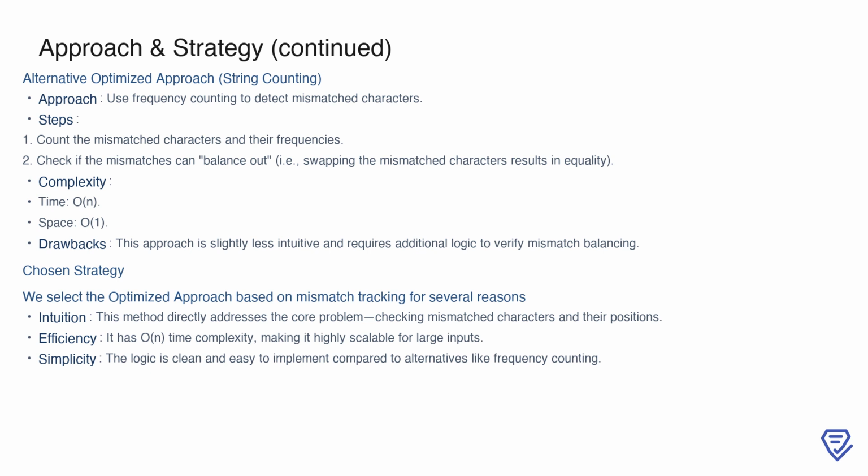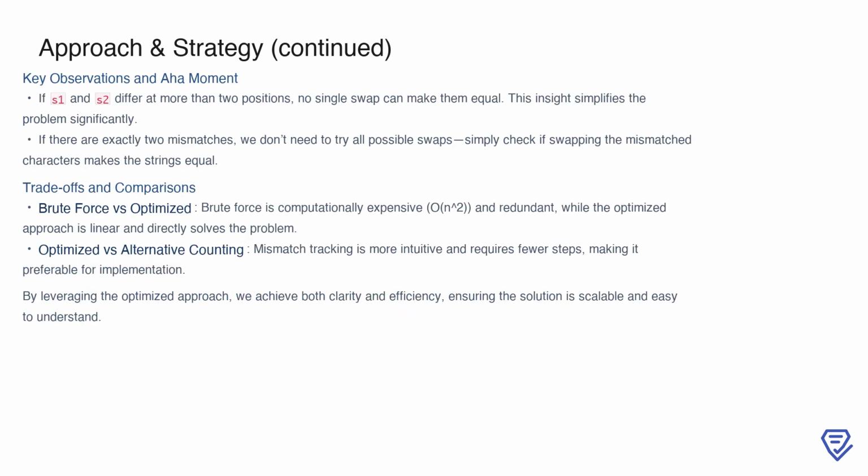However, this approach can be slightly less intuitive because it requires additional logic to confirm that the mismatches align correctly for a valid swap. After comparing these approaches, we choose the optimized method based on mismatch tracking. It aligns more naturally with the problem's requirements, is efficient with O(n) complexity, and is simpler to implement compared to frequency counting. Understanding the problem's key observations helps clarify why the optimized approach is the best choice.